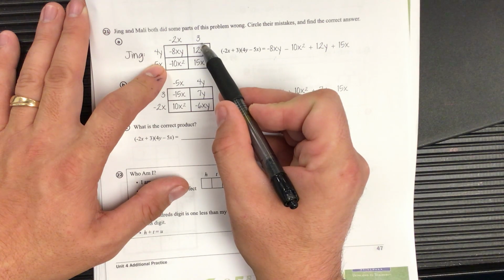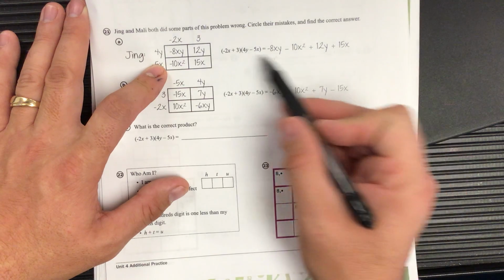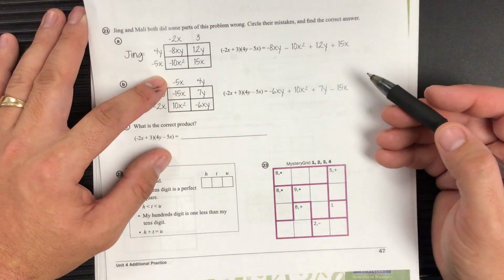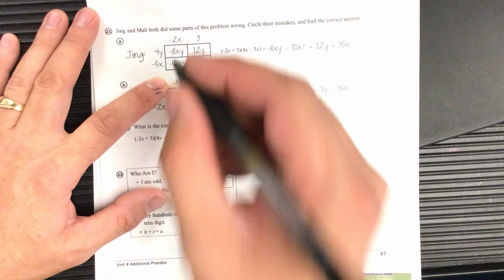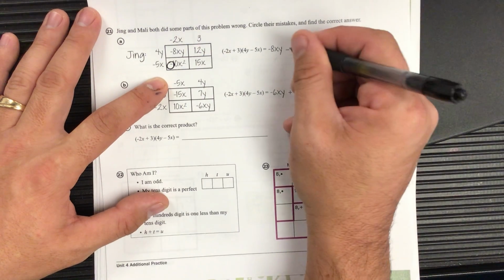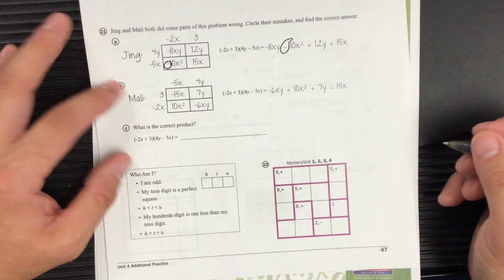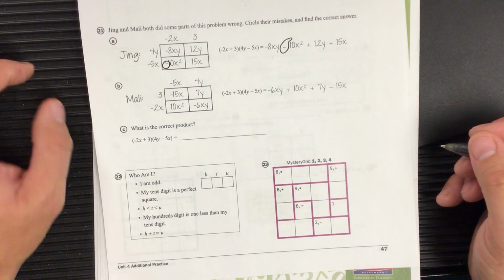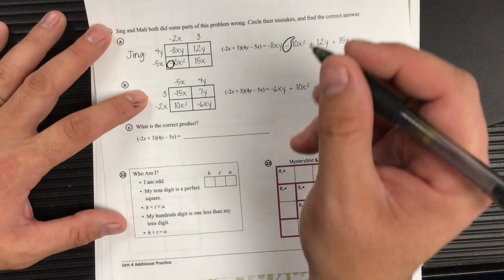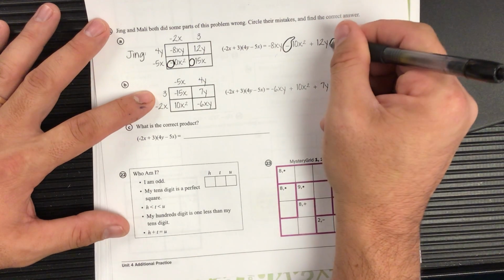4y times 3. That's 12y. That looks fine. Negative 5 times negative 2. Wrong. A negative times a negative would be a positive. Right, so I need to circle that because that's wrong. I'm going to circle it over here as well. How about negative 5x times 3? Wrong, because a negative times a positive is negative. So it's missing the negative sign there, so I'm going to circle that one as well.